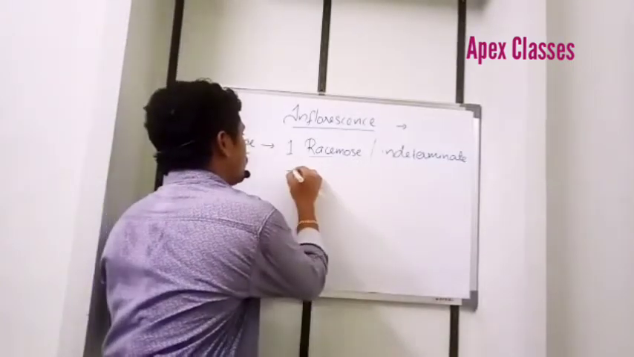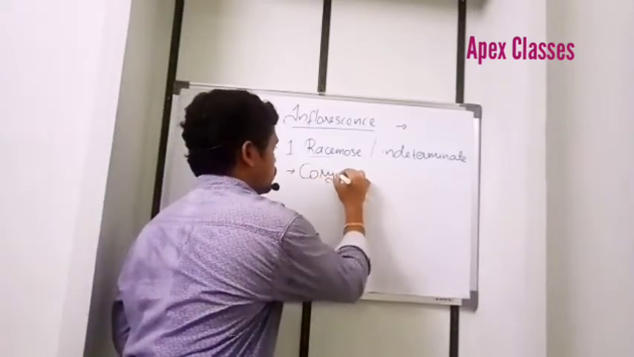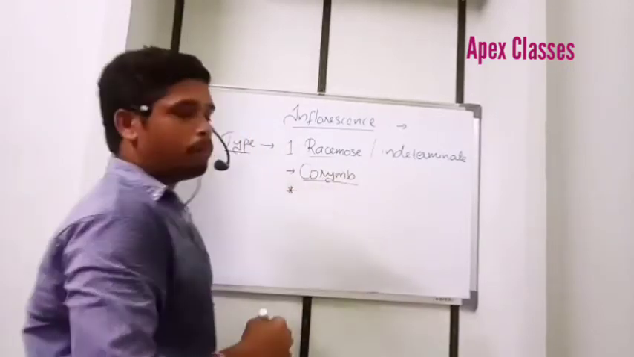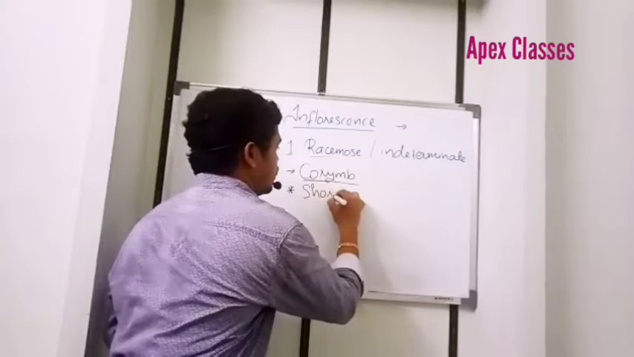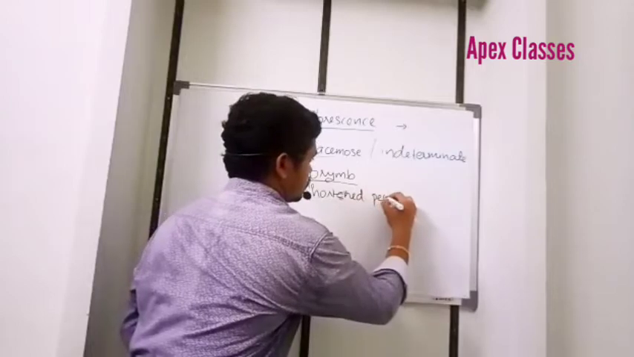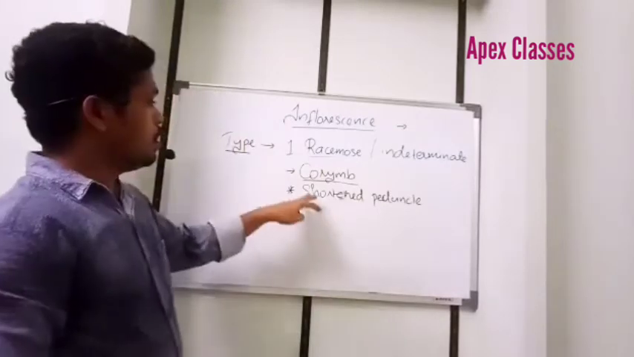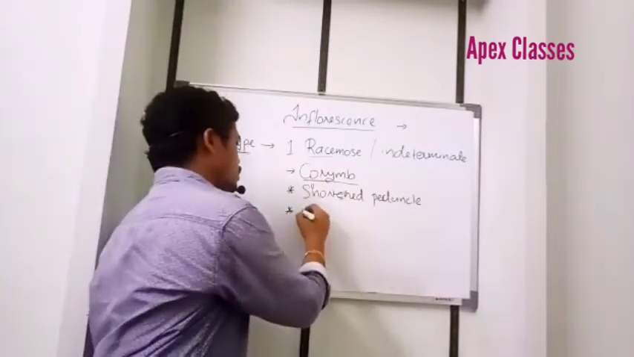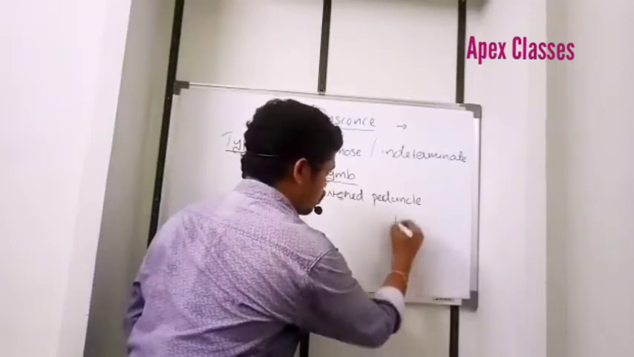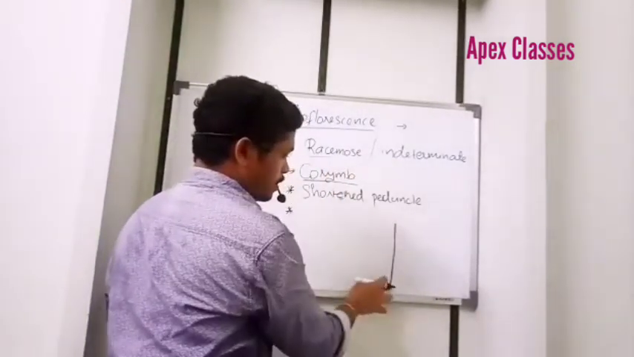Then the fifth type of inflorescence is the corymb. In corymb, the peduncle is shortened. The flowers have a stalk called the pedicel. See, this is the stalk of the inflorescence, that is the peduncle. It is very short.